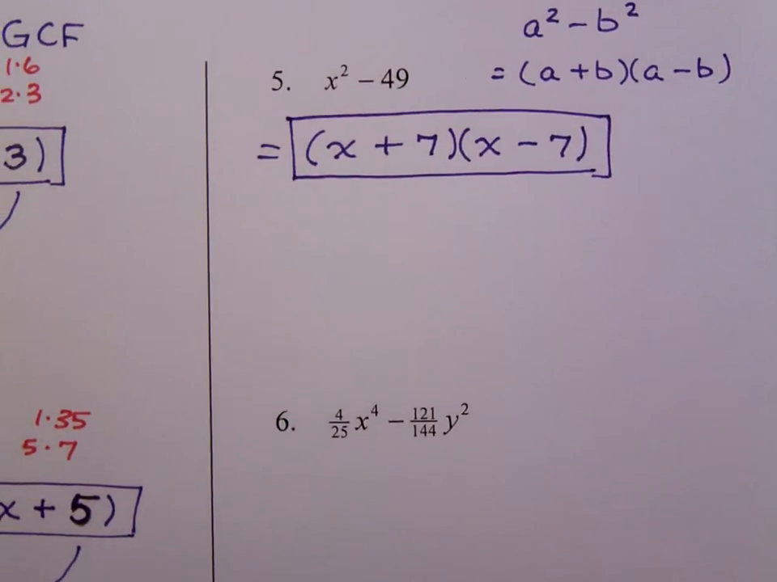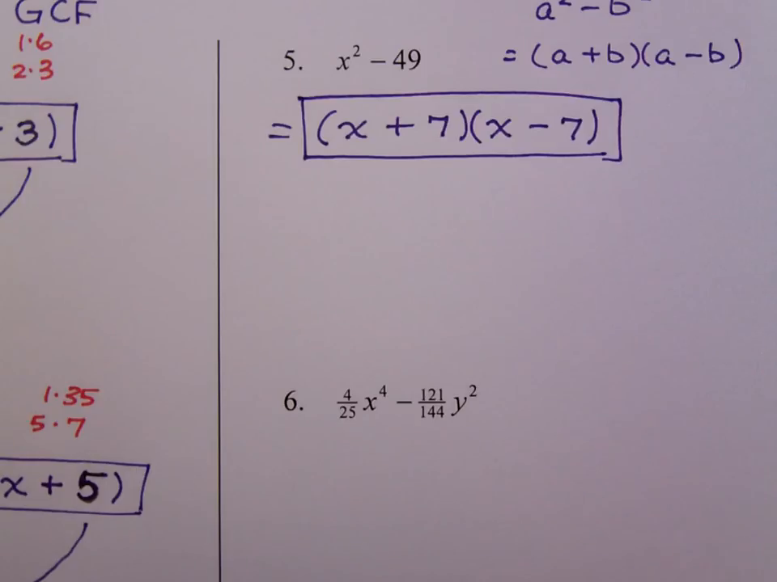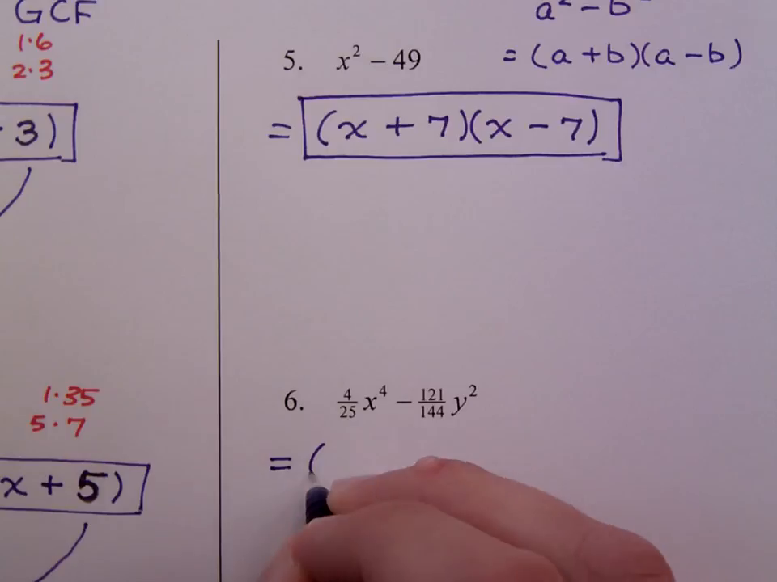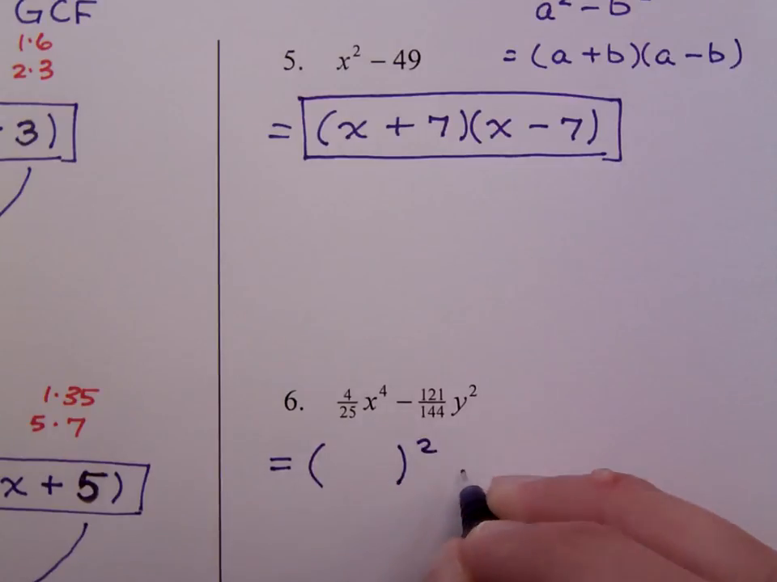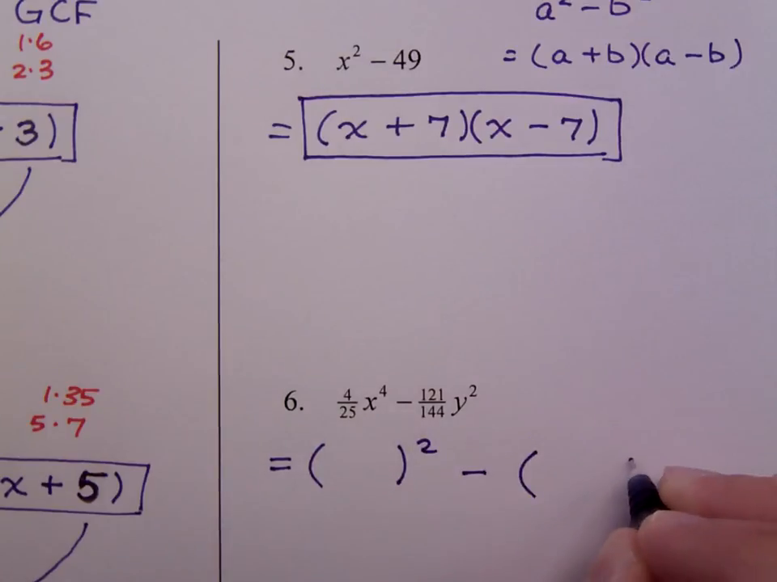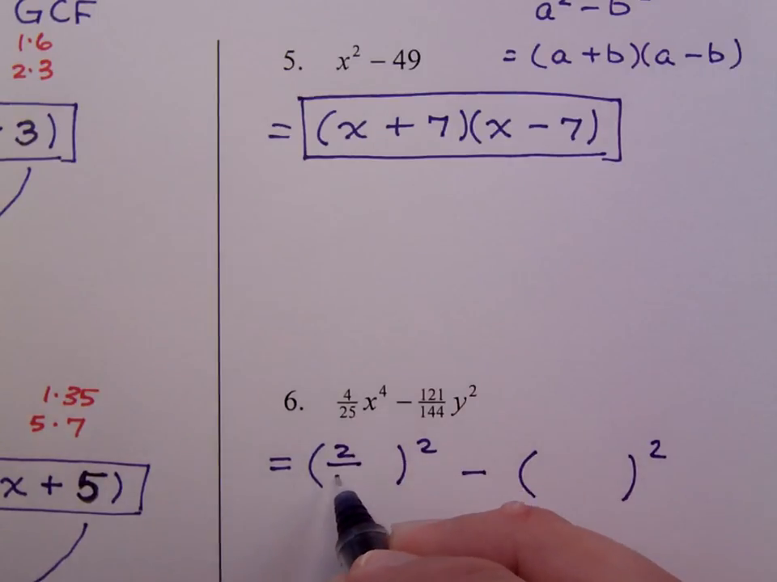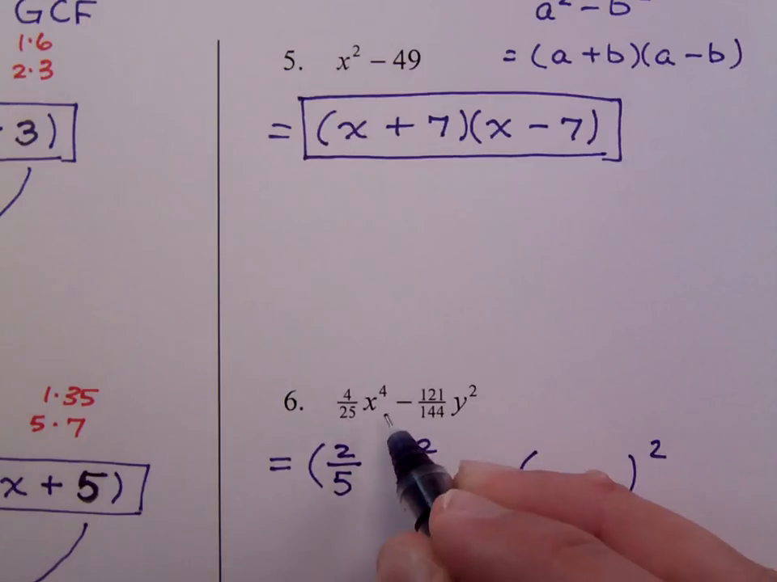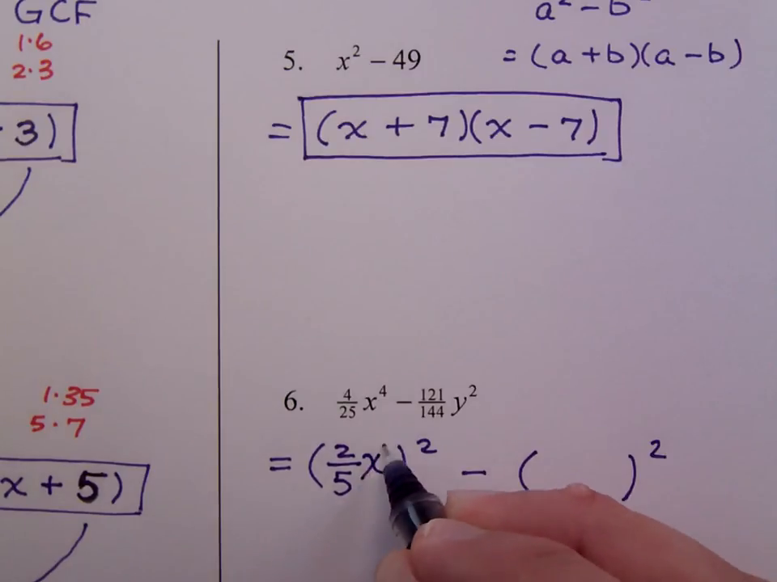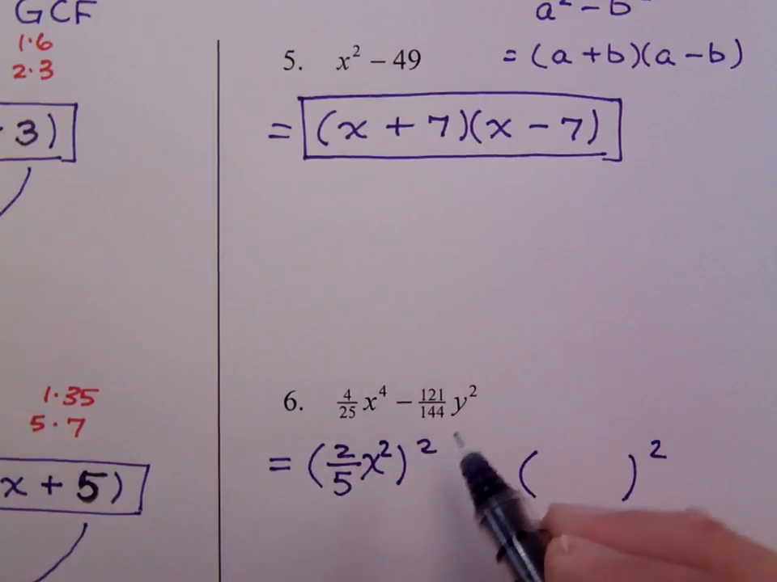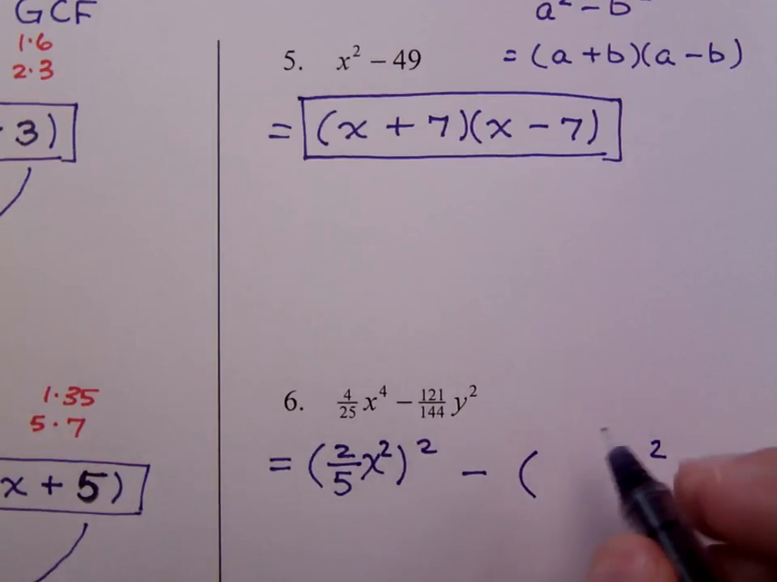Even something like number 6 is still a difference of squares, but you have to know how to see it. If things look really complicated, stop and ask yourself this question. Can I see this as something squared minus something else squared? 4 and 25 are both squares. They're the squares of 2 and 5. And x to the 4th is the square of x squared. And you see something very similar in the other term.